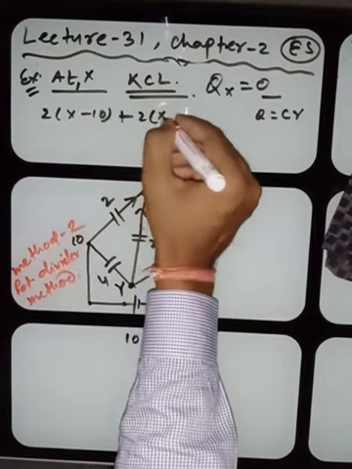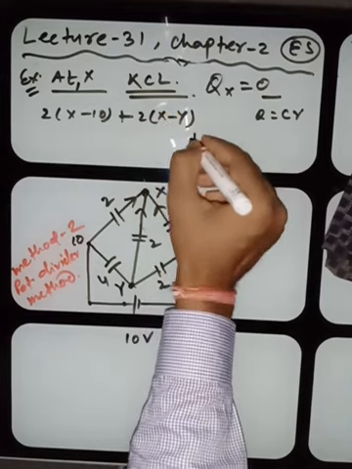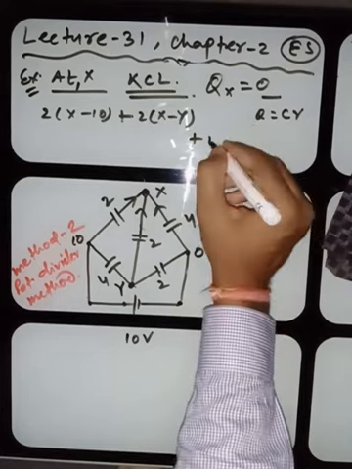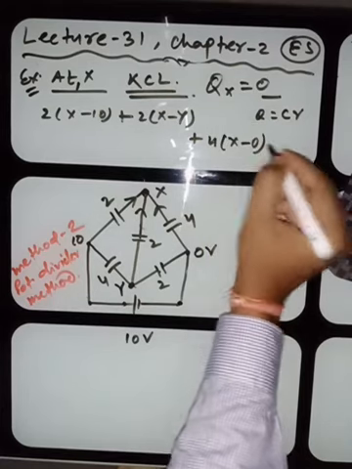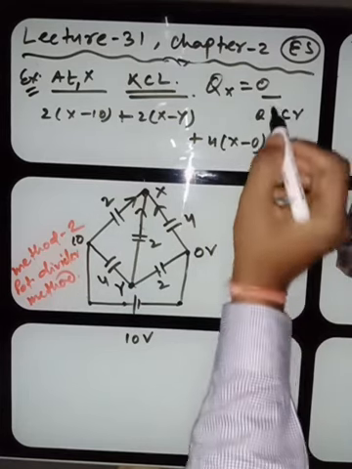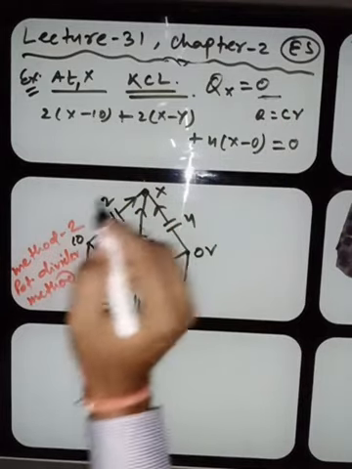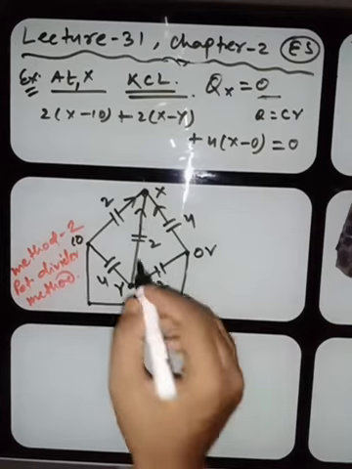2 times x minus y plus 4 times x minus 0 is equal to how much? Equal to 0. Now, you will solve and you will get an equation with x and y. Okay.